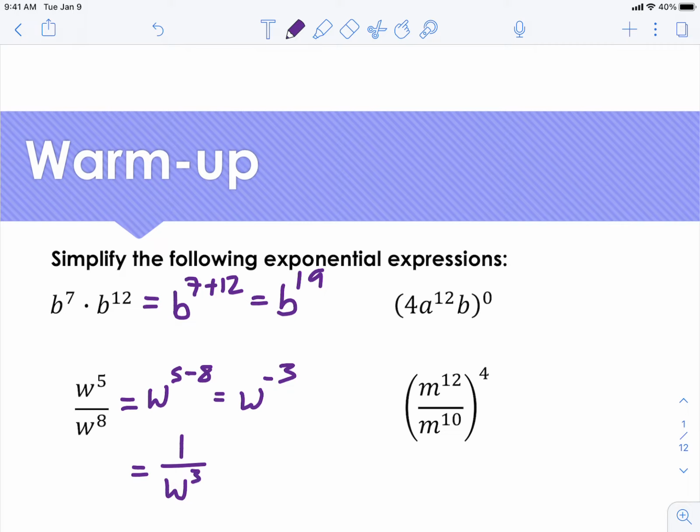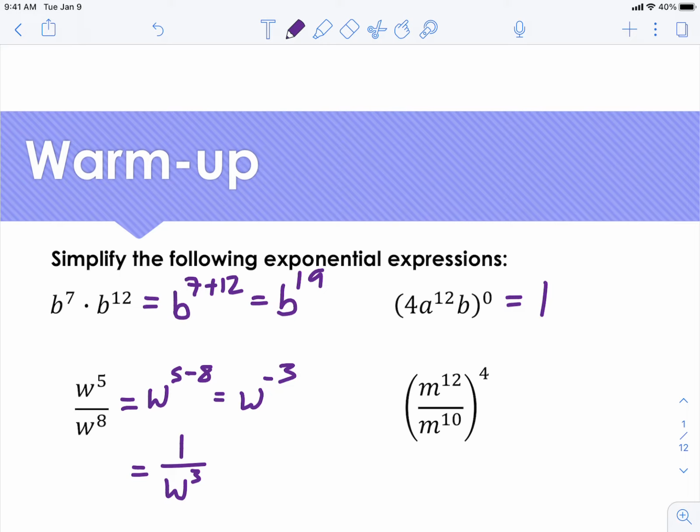The other way you could think of it is 5 of these from the top cancel 5 from the bottom, and so there's 3 left over in the bottom, which would be w cubed. All right, everything in the parentheses is raised to the power of 0 for this one, 4a to the 12th times b, so that's going to equal 1, assuming, of course, that a or b don't equal 0.